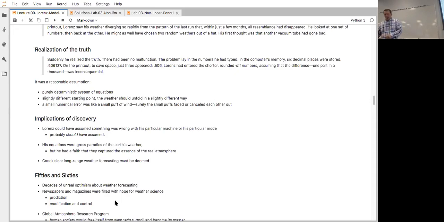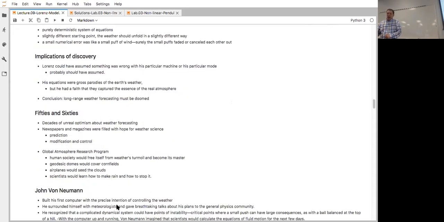So here's the background. We're in the 50s and 60s, right? Computers are coming around. We're in the space age. We're going to automate things. We're going to build bigger computers.